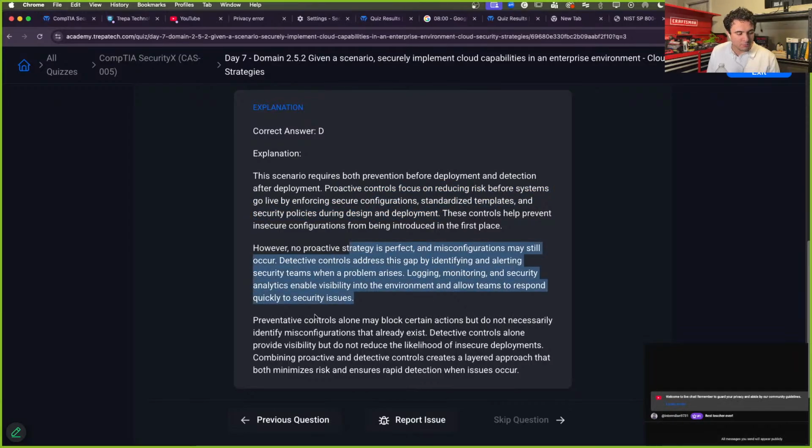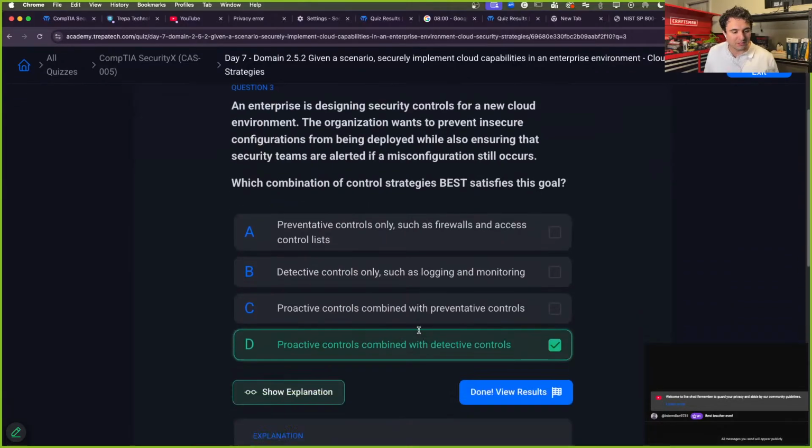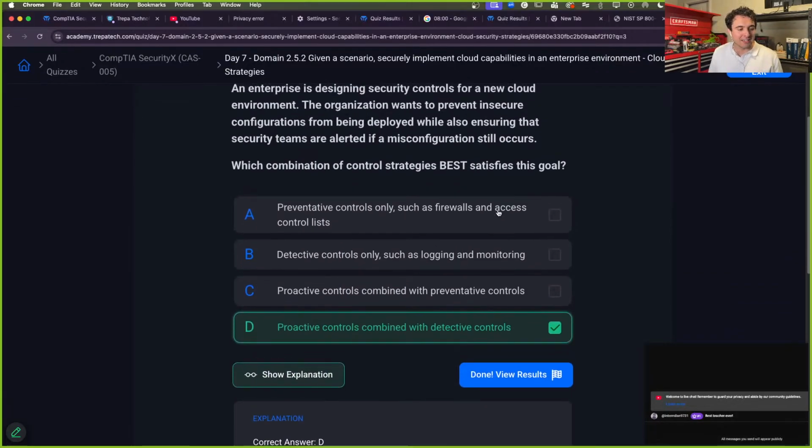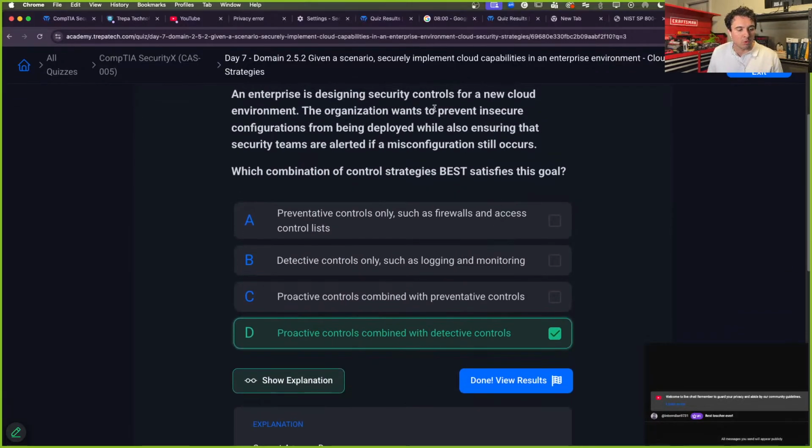Yeah, preventive controls alone may block certain actions, but do not necessarily identify misconfigurations that already exist. So I guess that's the reasoning. I think I'm going to look at this one again because it's intentionally misleading with that "wants to prevent," right? If it said the organization wants to ensure there's no insecure configurations, that'd make a little bit more sense, right? It's just that "prevent" keyword kind of messes you up a little bit.